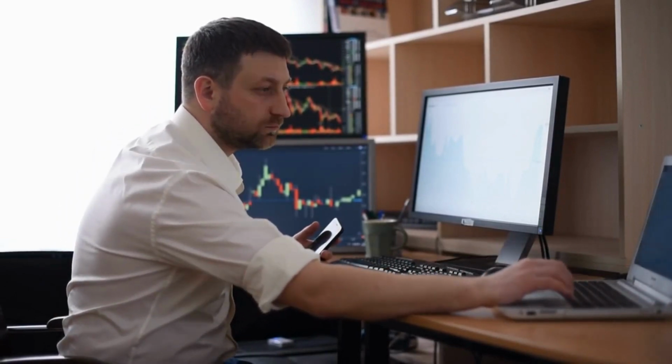Today, we're tackling a fascinating and critical topic. How can you analyze the impact of international trade agreements or tariffs on currency values using fundamental analysis? This is a question that not only intrigues seasoned traders, but is also crucial for anyone looking to understand the global financial landscape. So, let's get into it.